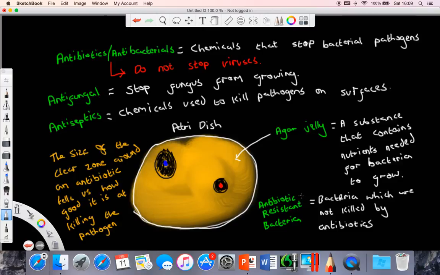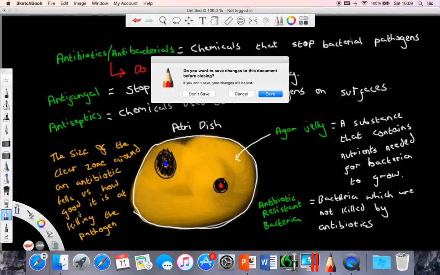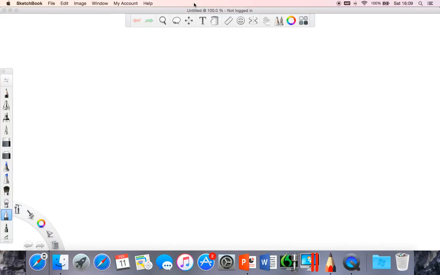Now, let me explain how this is happening. Okay, I need to just quickly wipe the board. Now, this is certainly your A-star work. Okay, traditionally pupils get this quite wrong. So I want you to imagine that we've got some bacteria, okay, and they're living comfortably in their environment. Okay, so these are our bacteria.